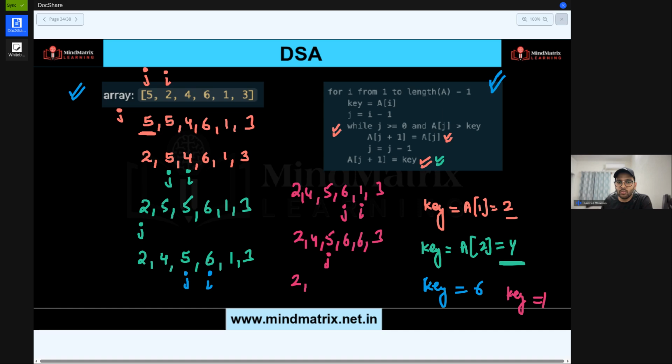So what do you get? 2, 4, 5, 5, 6, 3. Right? And j will be decremented. So j is present over here now. 4 is greater than 1. Yes. Shift it further.